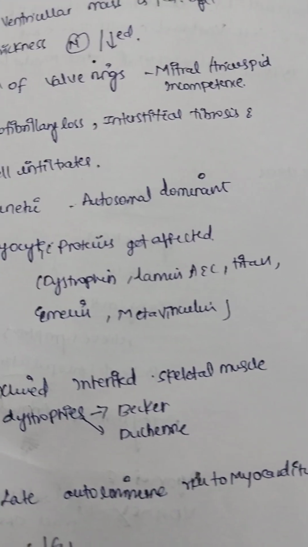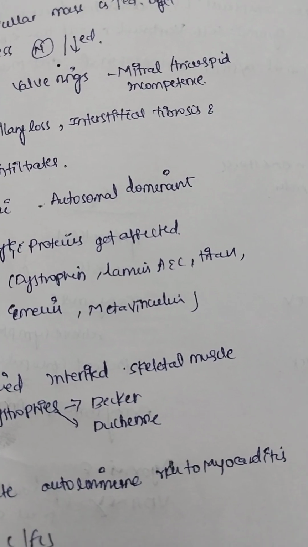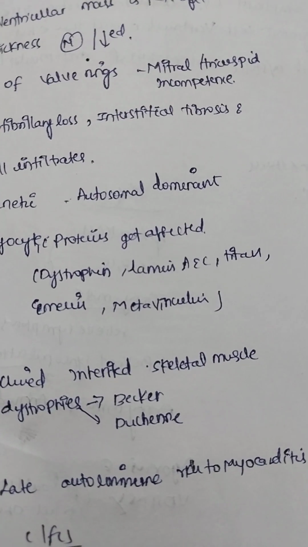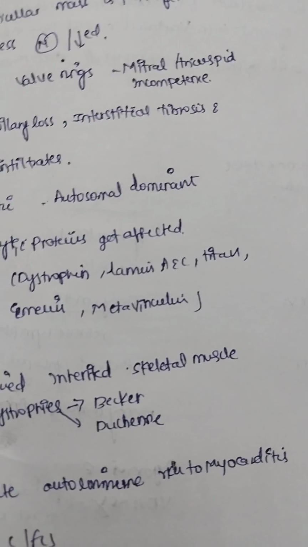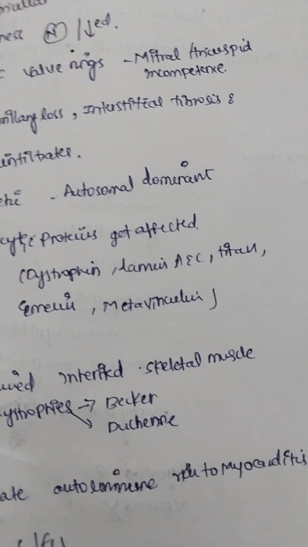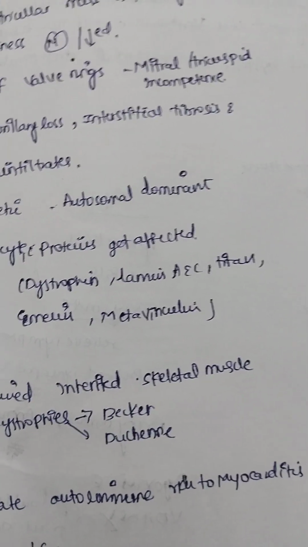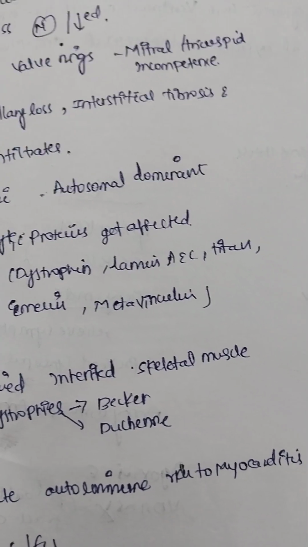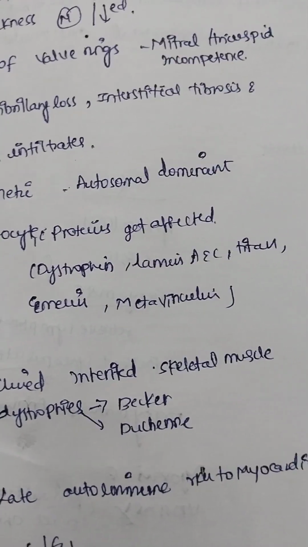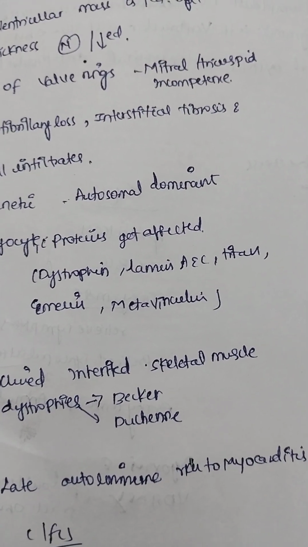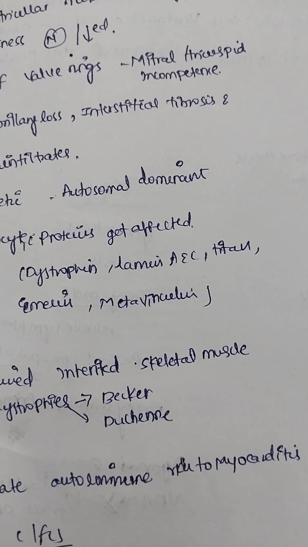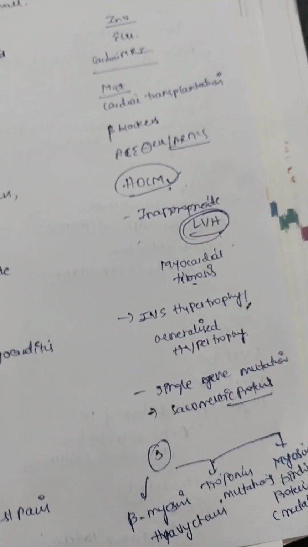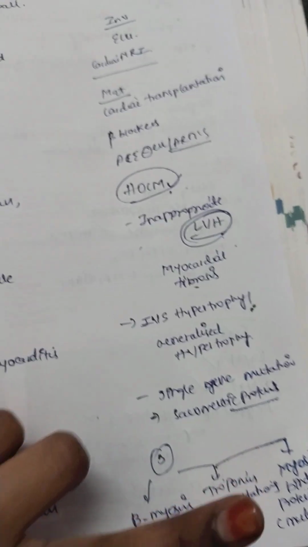So beta myosin heavy chain will be involved. If beta myosin heavy chain gets involved, it is associated with marked ventricular hypertrophy. I told three mutations, right? One is beta myosin and another one is troponin. If it is troponin, there will be exercise induced hypotension in the patient, and the chances of sudden death are also more. If it is myosin binding protein C, they will present with hypertension and arrhythmias. I have written here these three: beta myosin, troponin, and myosin binding protein.